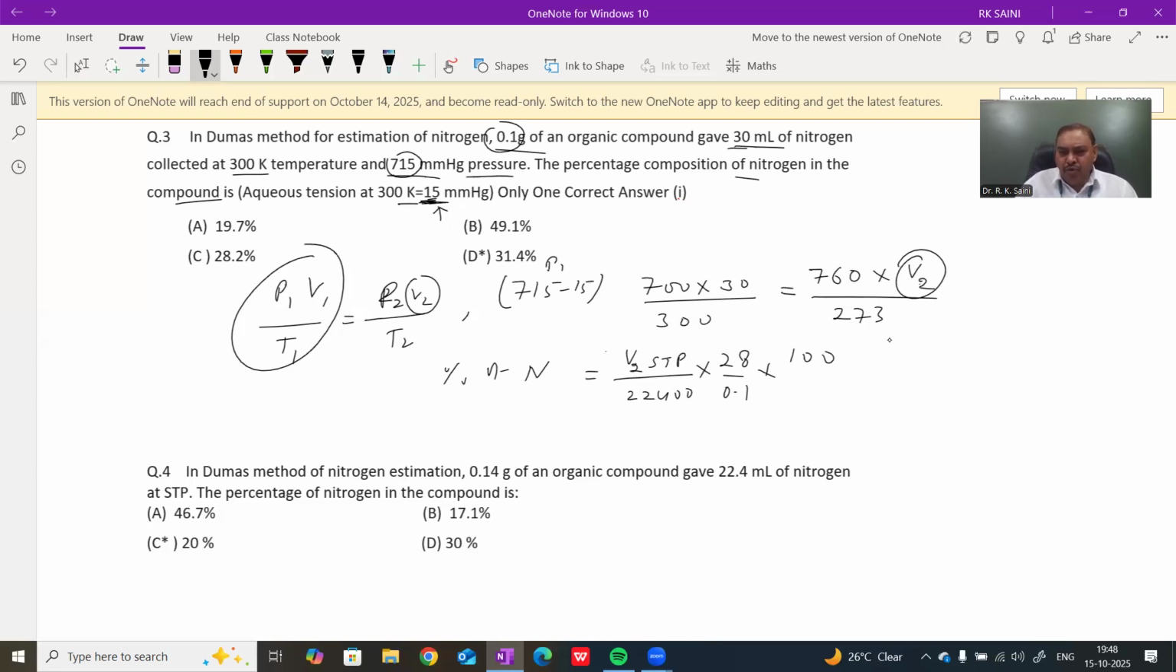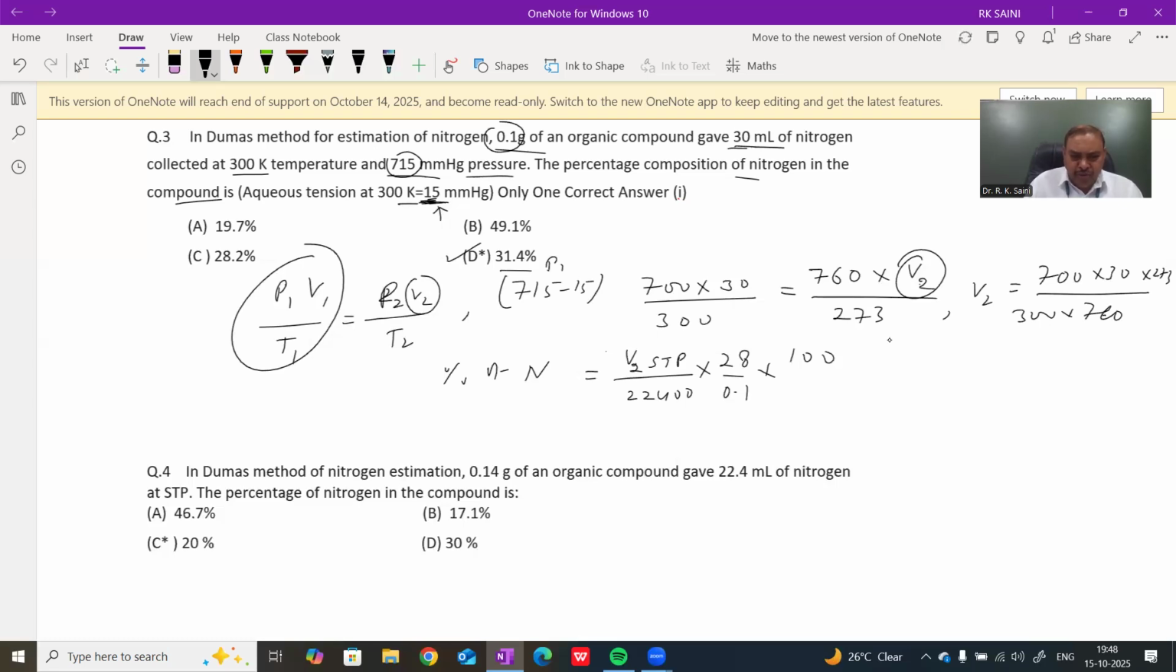Putting the value of V2, where V2 equals 700. V2 equals 700 into 30 into 273 divided by 300 into 760, and on solving we find the amount of compound in this method.